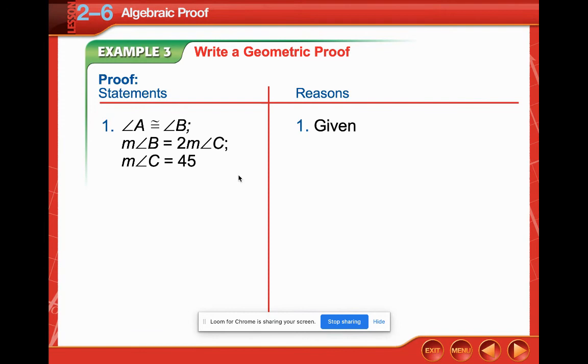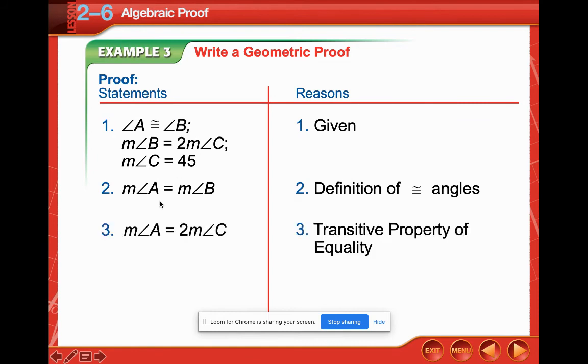So first is what you're given. The second thing is the definition of congruent angles: the measure of angle A equals the measure of angle B. We know that, right? It even tells us they're congruent. So the measure of angle A equals 2 times the measure of angle C, because we know A equals B, and B equals 2 times the measure of angle C. So angle A must also equal 2 times the measure of angle C.